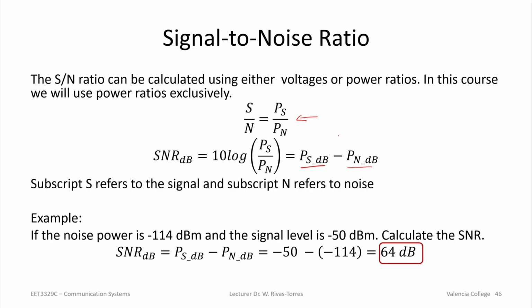And again, another example, let's say we're at minus 114 dBm at room temperature. We know that our bandwidth is 1 megahertz from our prior example. But now let's say that our signal has a power level of minus 50 dBm, and we want to calculate the signal to noise ratio. Well, minus 50 minus minus 114 ends up with a signal to noise ratio of 64 dB.